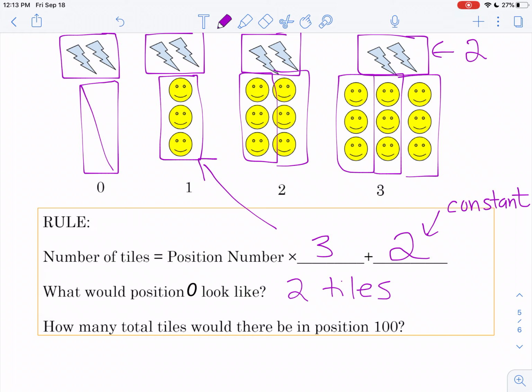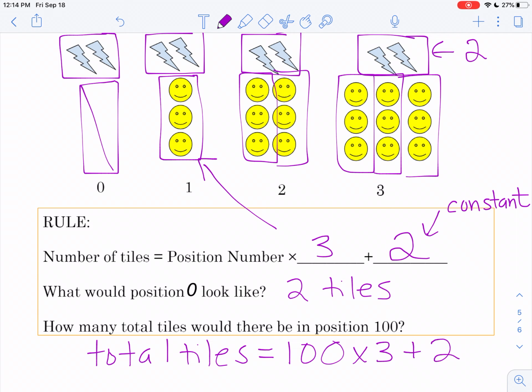How many tiles would there be in position 100? So the total tiles, that means all of the happy faces and lightning bolts put together, would be 100, the position number, times 3. So there'd be 100 columns of 3 happy faces, plus you would always have the 2 lightning bolts. 100 times 3 is 300, plus 2 is 302.